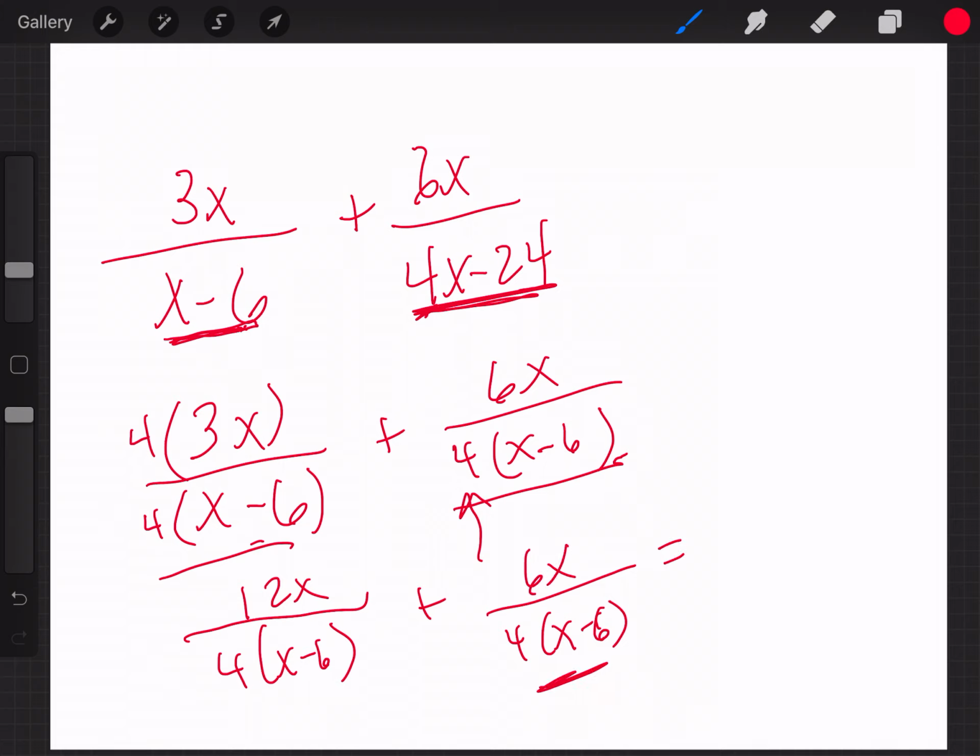Now that I do have my common denominator, the tops will combine. Both of them are like terms. 12x and 6x used to be 18x. Sometimes still is. And that's going to give me this on the bottom.